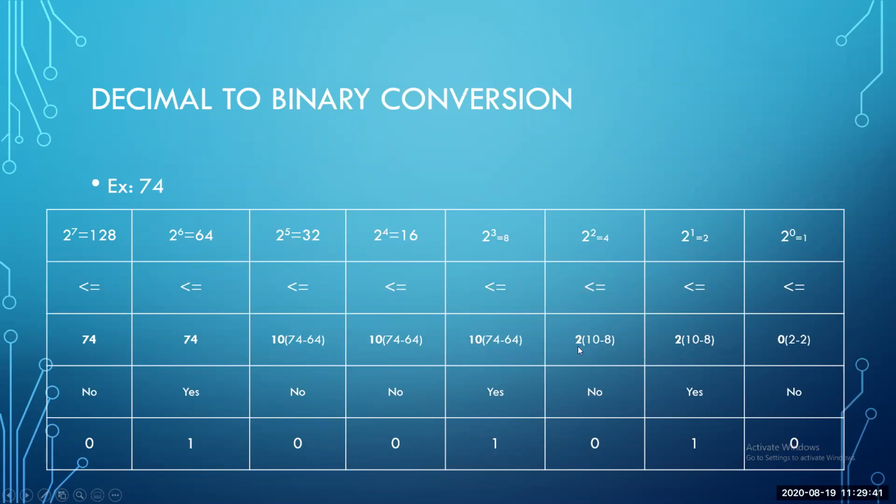Is 4 less than or equal to 2? No. We put a 0. Carry this over. 2 is equal to 2. So we use that, we put a 1, and we subtract 2 from 2, we are left with a 0. Well, 1 is not less than nor equal to 0, so we put a 0 right here, and this is our final binary number. Does that make sense?